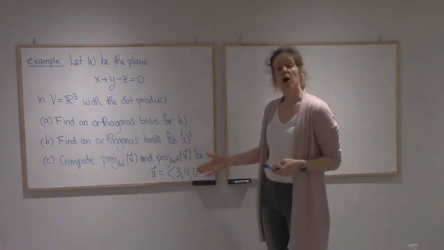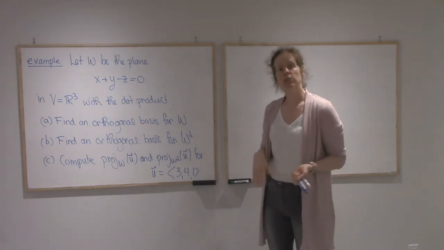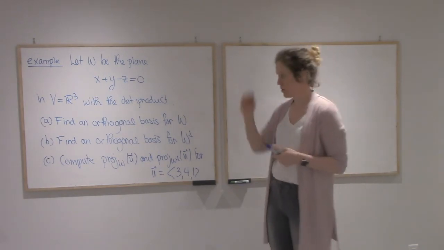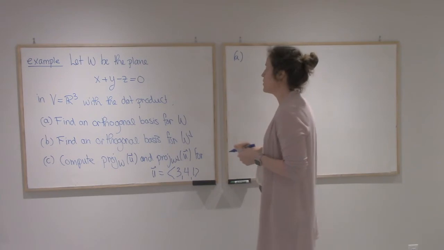Video, we'll solve this example. I have a plane in R3. I want to look at projection on it using the regular dot product. That's going to determine what's perpendicular, what isn't. So I'm going to start by finding an orthogonal basis for W.